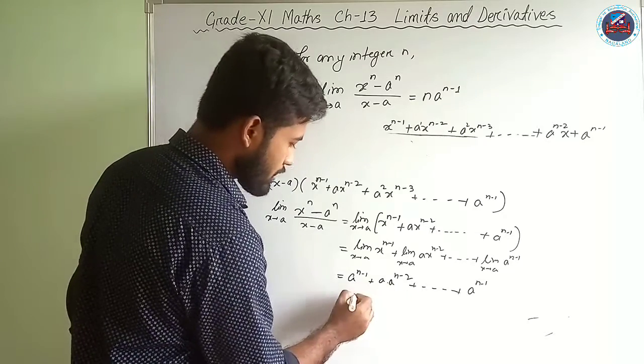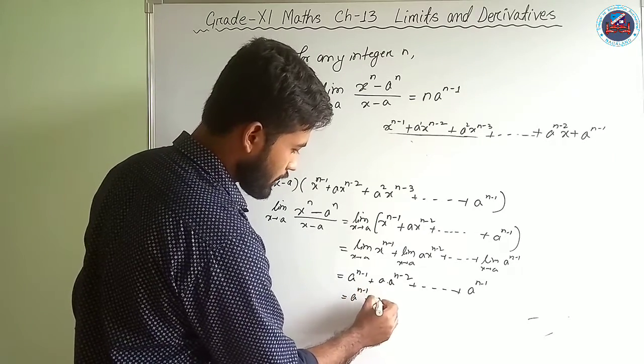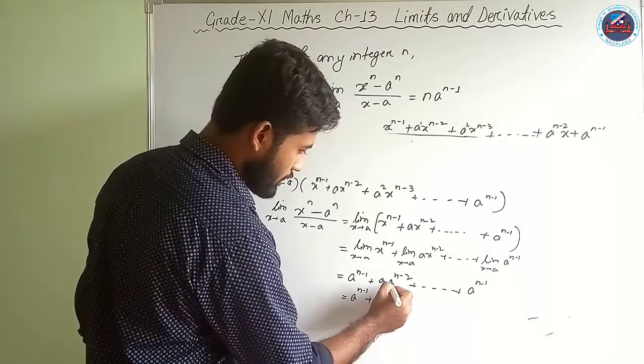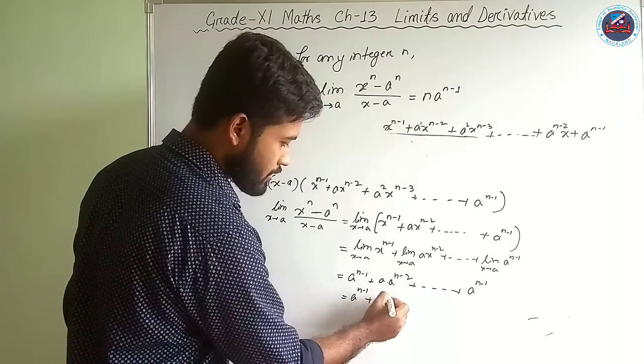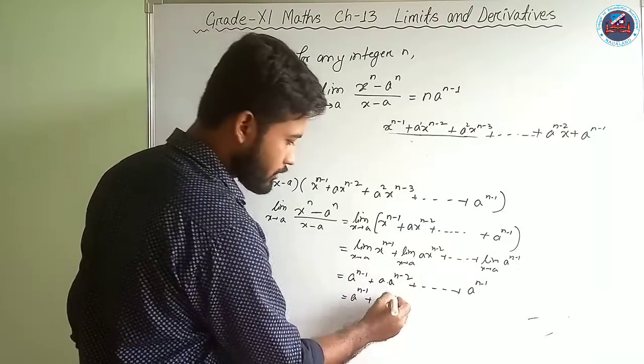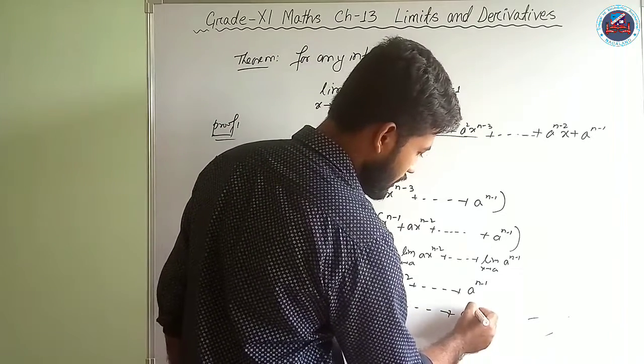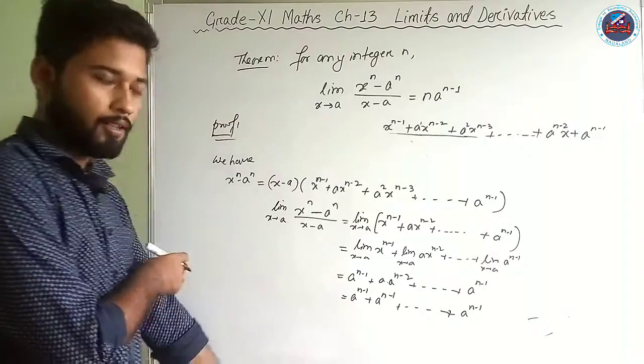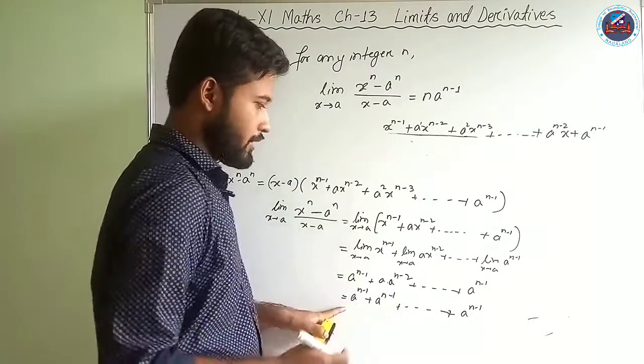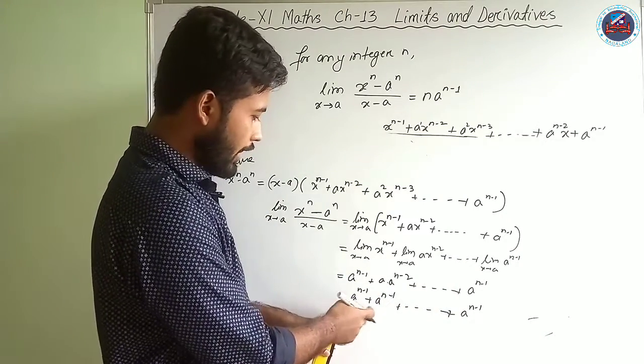So what is this? This is actually equal to a to the power n minus 1 plus a into a to the power n minus 2. That means if I add the power, it will be a to the power n minus 1, plus finally we shall have a to the power n minus 1. Okay, so how many times a to the power n minus 1? It is actually n times.